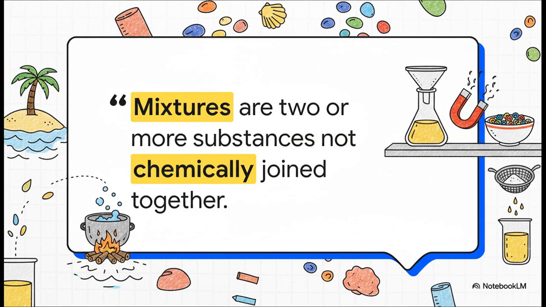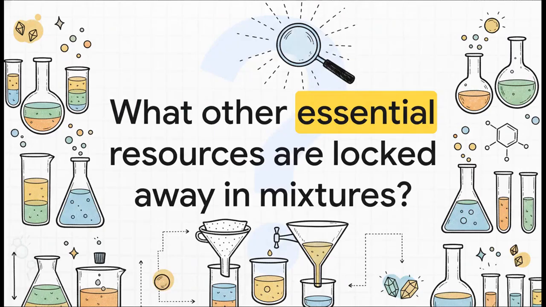So really, the key takeaway here is that our world is just built on mixtures. And once you realize that, it gives you a powerful tool, the ability to separate things. Whether that's to survive on a desert island or just to make a great cup of coffee. And that leaves us with a final thought to chew on. If we can pull life-saving drinking water from the ocean with just a little bit of science, what other essential resources are locked away in all the everyday mixtures around us, just waiting for the right process to set them free?